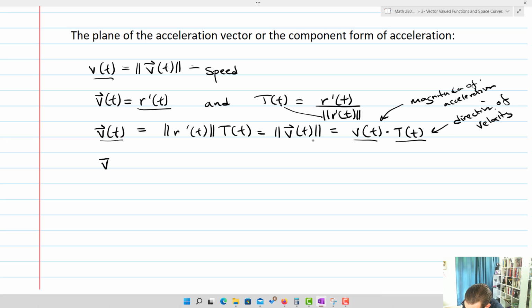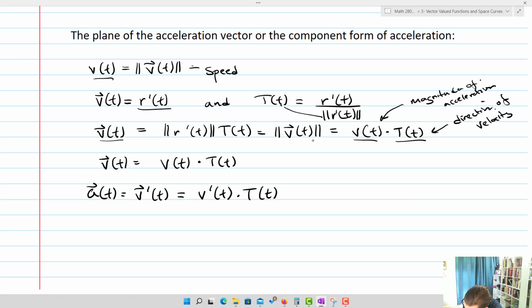So we know that the vector v(t) equals the speed v(t) times T(t). Now to find acceleration, a(t) equals the derivative v'(t), which is the derivative of the speed, v'(t), times the tangent vector T(t), plus the speed v(t) times T'(t). And that's just the product rule. So what we need now is T'(t).